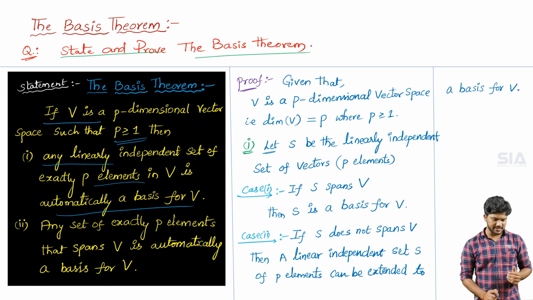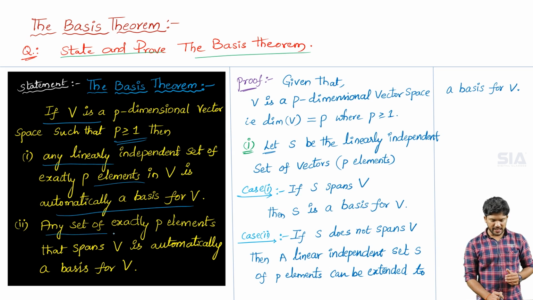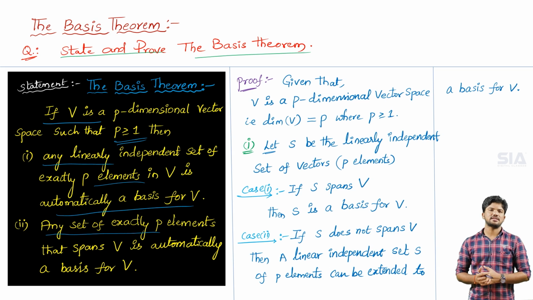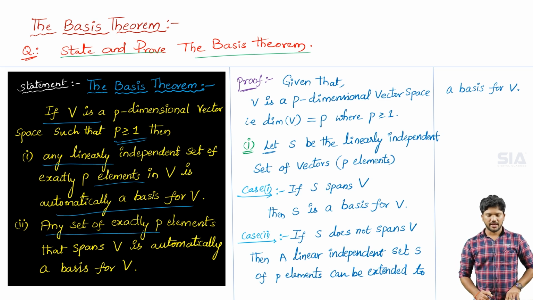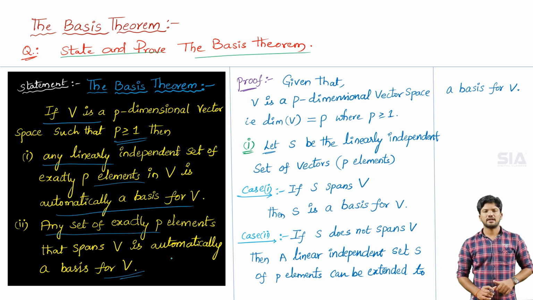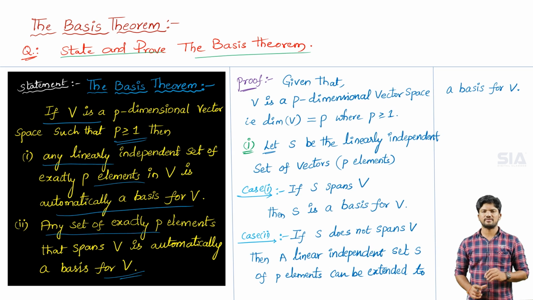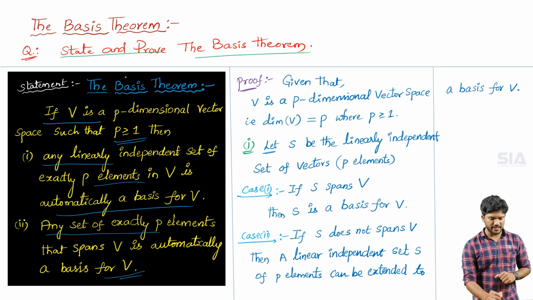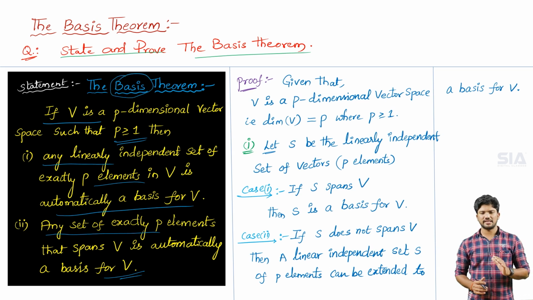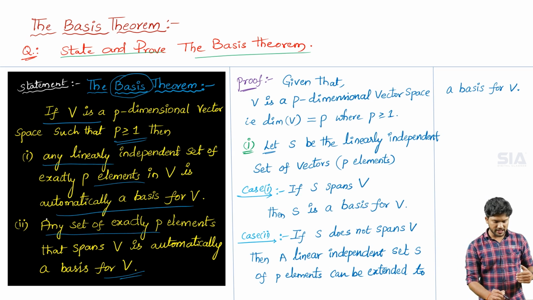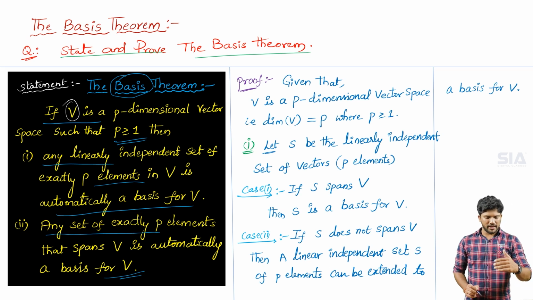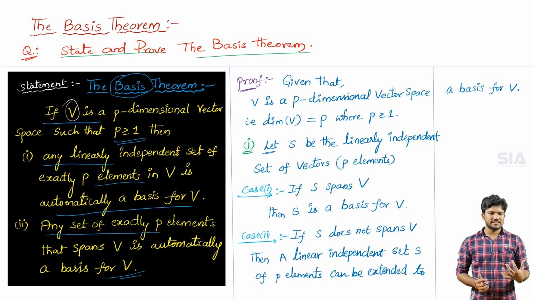That is the first condition. The second condition is any set of exactly p elements that spans capital V is automatically a basis for capital V. So this is the statement of the basis theorem. In the name itself we have the basis theorem. A basis is nothing but a set which is linearly independent and which spans the main space capital V. That is called a basis.